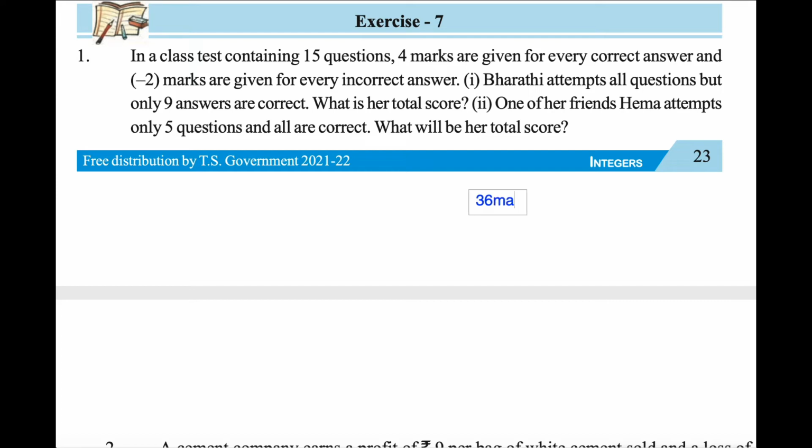Awarded for these are for correct answers. What about the wrong answers? 15 minus 9, 6 wrong answers. So she must lose 12 marks. These are negative marks. Altogether, how much? 36 minus 12.